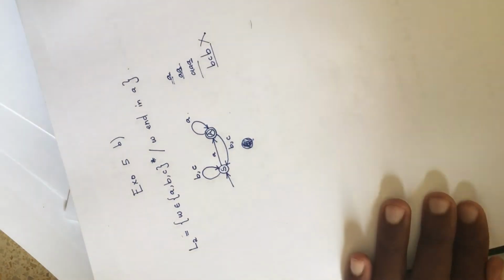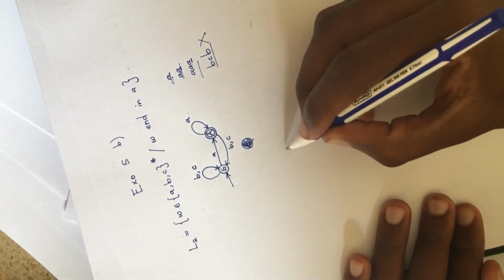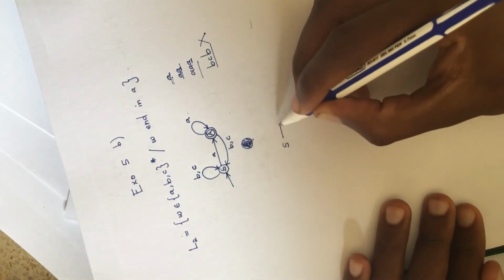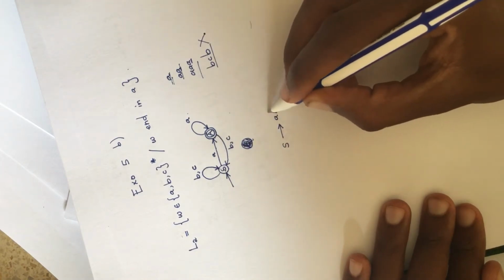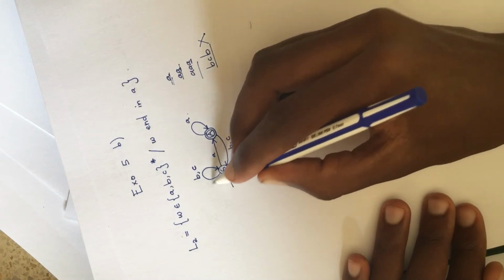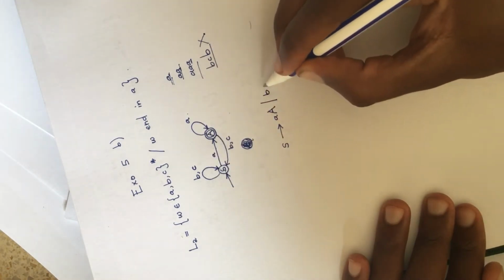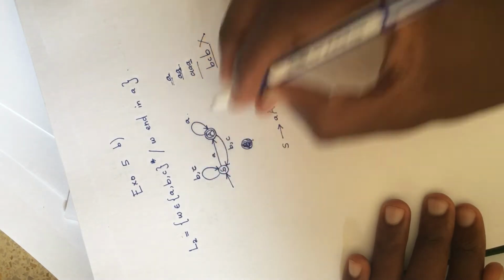So when I try to write the grammar for this language, I'm going to say I have state S, and when I'm in S and I see A, I go to capital A. Or when I'm in S and I see a B, I go to S. Or when I'm in S and I see a C, I come back to S.